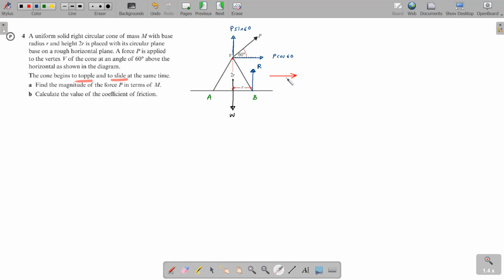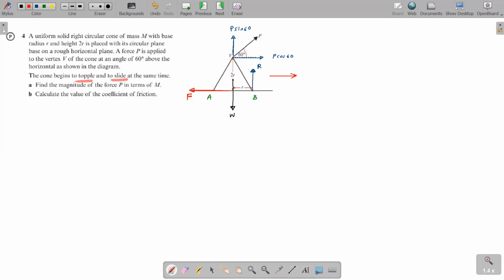So guys, another thing is, I want to mark friction. Friction is always going to act in the direction opposing the direction that you're trying to move. So if the object is trying to move to the right, friction is going to act in the opposite direction. So you can mark friction in the opposite direction. So mark friction in this direction.